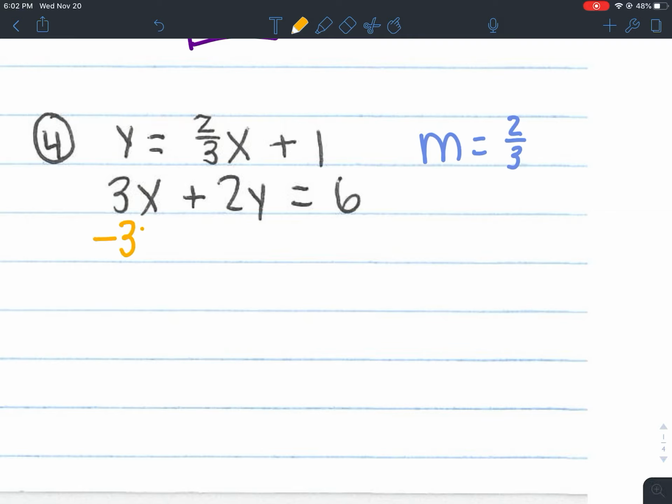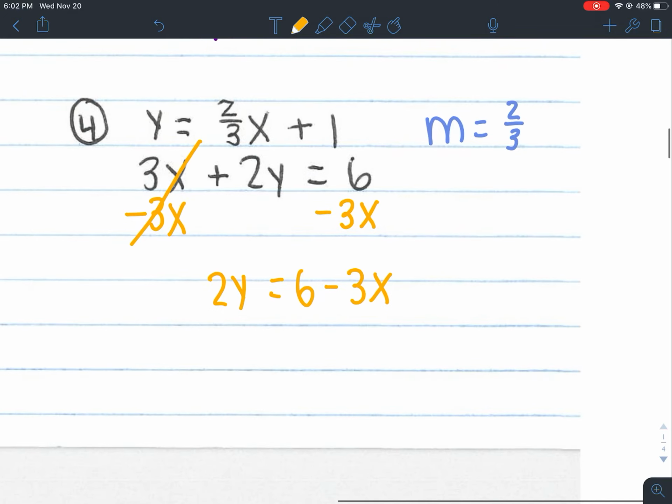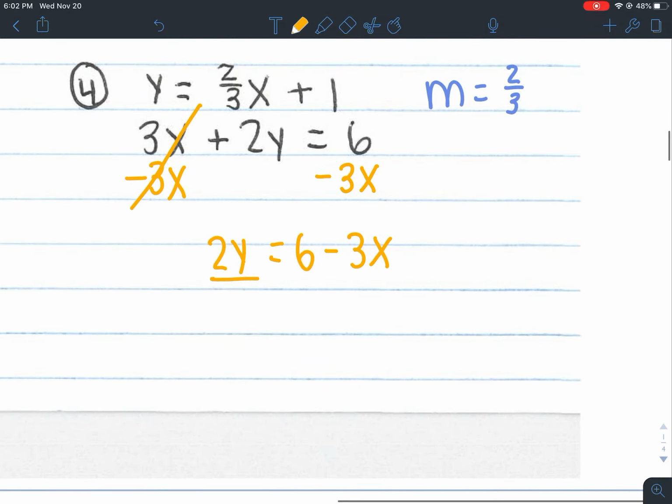The first thing I would do is subtract 3x on both sides to get y by itself. 2y equals 6 minus 3x. But y is not by itself yet, so we need to keep going. We're going to divide all of our terms by 2. Y equals 6 divided by 2 is 3. Negative 3 divided by 2 is negative 3 over 2x.